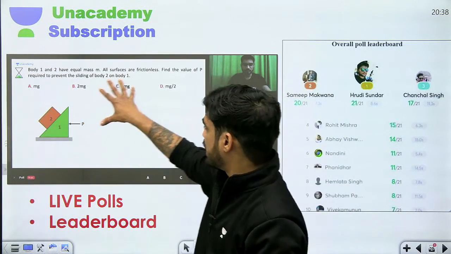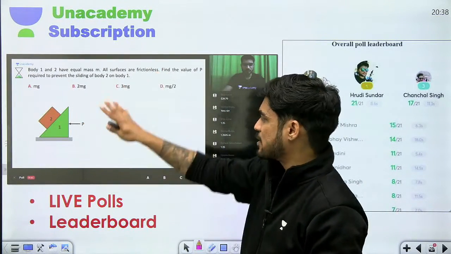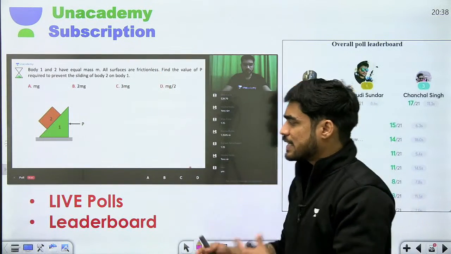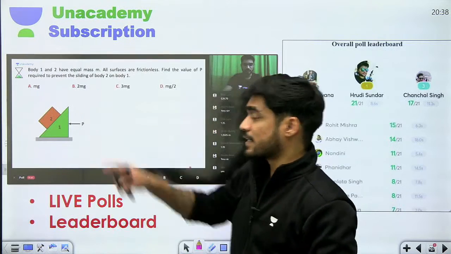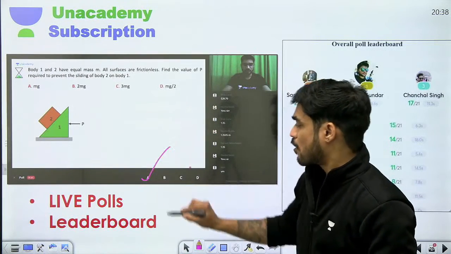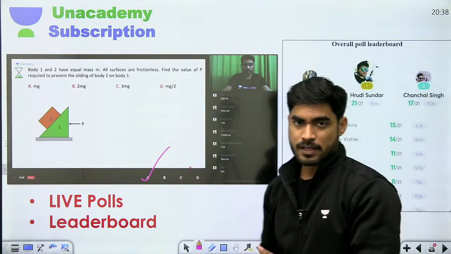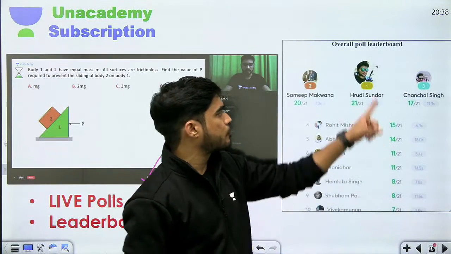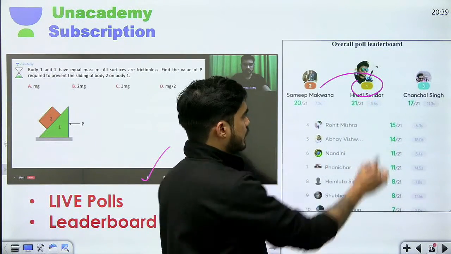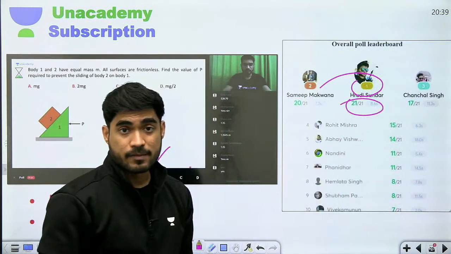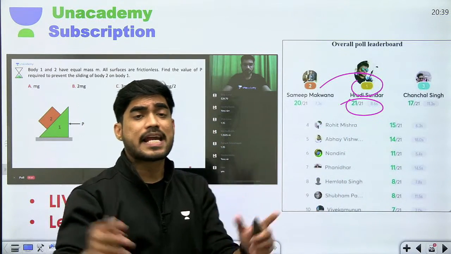Whenever you have objective questions like this, the teacher will create a poll which will be like a quiz. Within 2 minutes, answer this. So you will answer A or B or C or D. Now after 2 minutes, there will be a scoreboard which will tell you what your rank is, what your timing is.